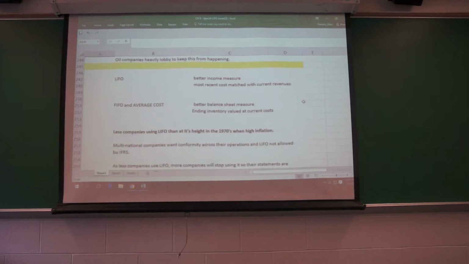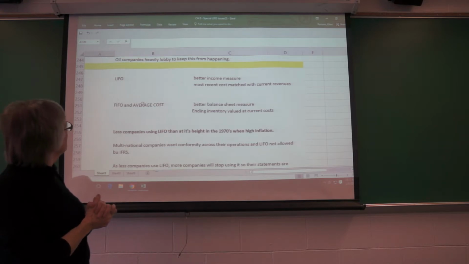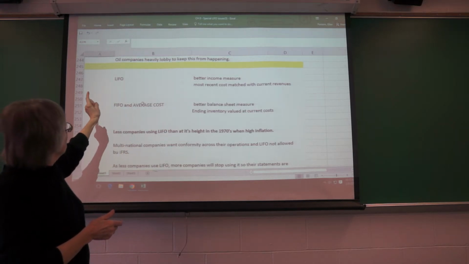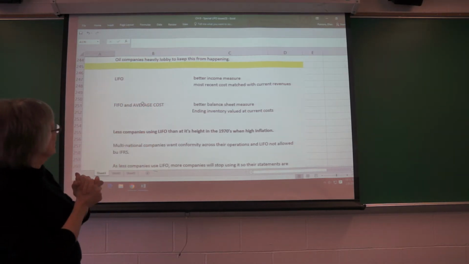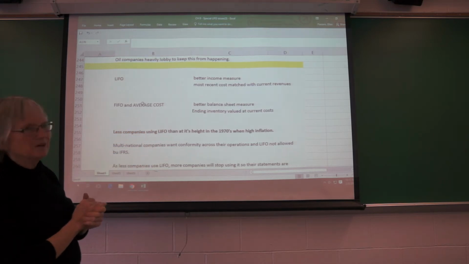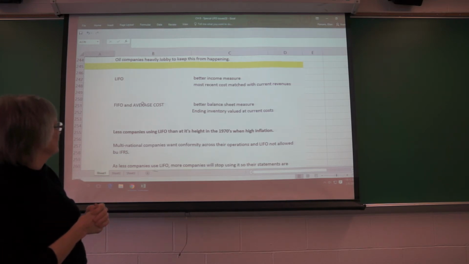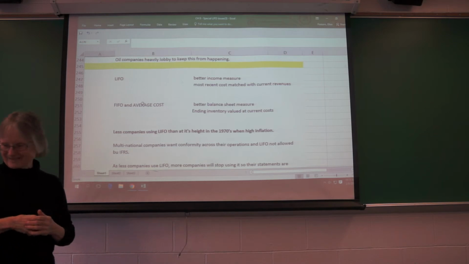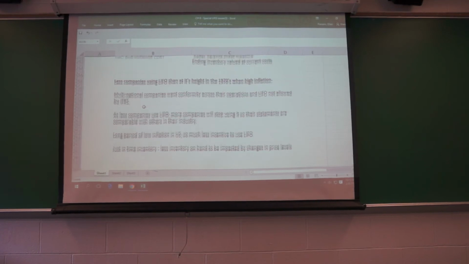Okay, so when you're looking at LIFO, you're going to get a better income measure, because with LIFO your most recent costs are matched with your current revenues. FIFO and average cost give you a more accurate portrayal of what's going on the balance sheet, because the ending inventory will be valued closer to current costs. Okay, so that's kind of a comparison of the various methods.